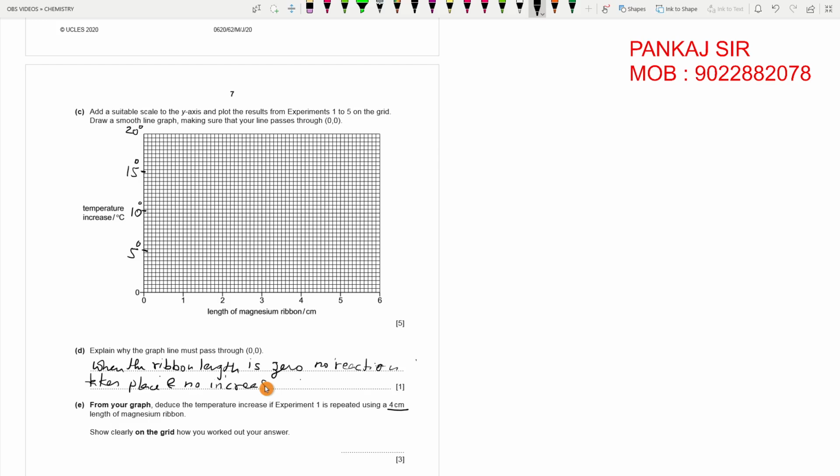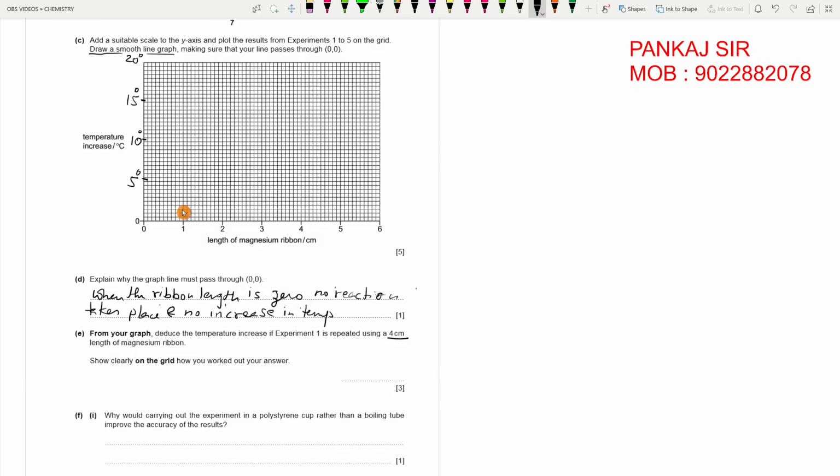Now let us do one thing. Next question is from your graph. Okay, so we'll have to first draw the graph also. Okay, on the grid. Okay, this question is not complete. Draw a smooth line graph. So you'll have to draw the graph. So for drawing the graph, you'll have to take the corresponding points. So points will be like 1, 1, and 2, 3, 3, 6, 5, 13, and 6, 17. Okay, these are the points that you have to plot.